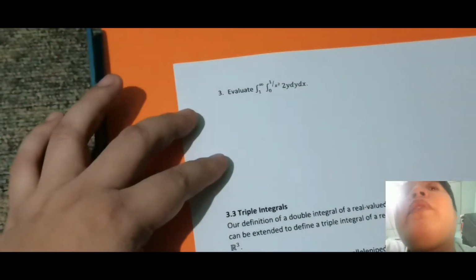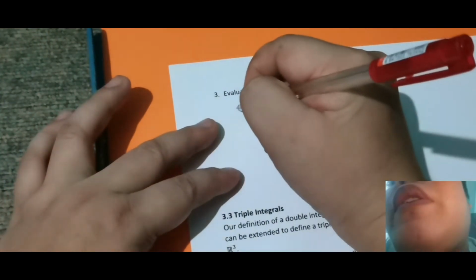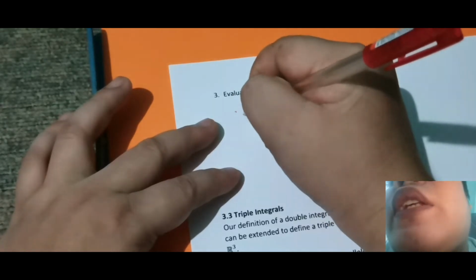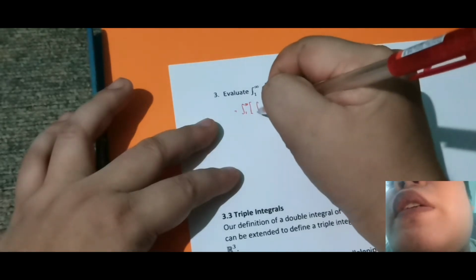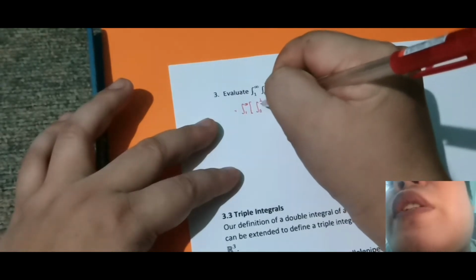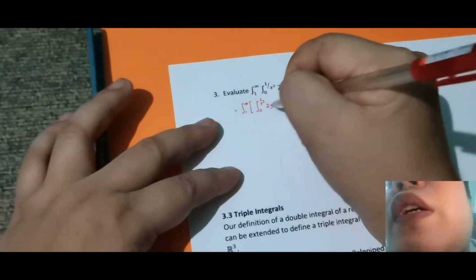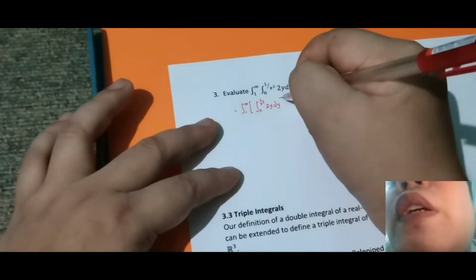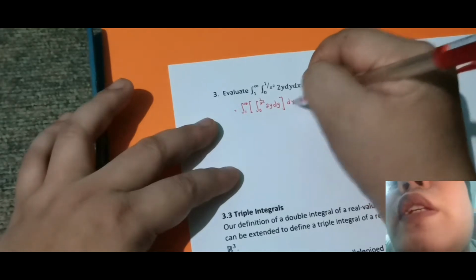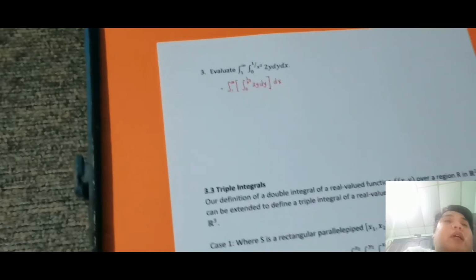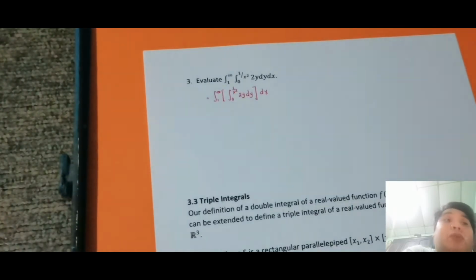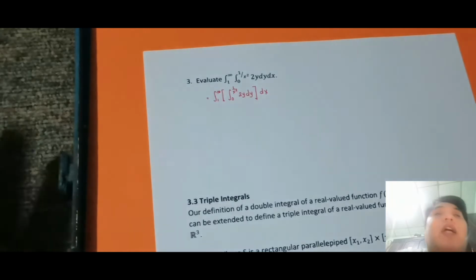How do we do that? If you remember, first we put brackets. So this is the integral from 1 up to infinity of the integral from 0 to 1 over x squared of 2y dy, then close bracket, then dx. Note that the integral of 2y dy is simply 2y squared over 2. 2 over 2 is simply 1, so the integral of 2y dy is just y squared.